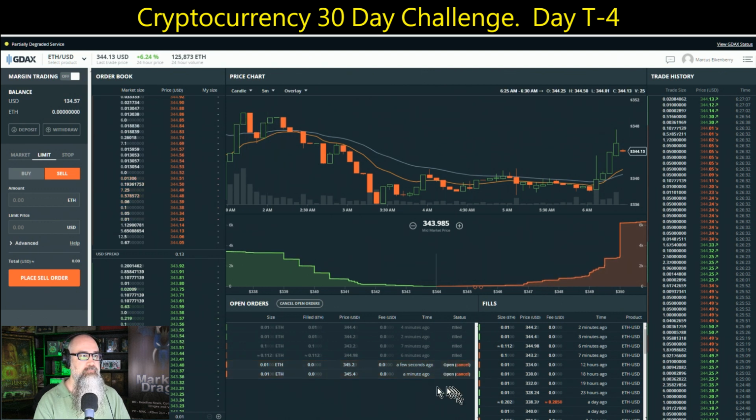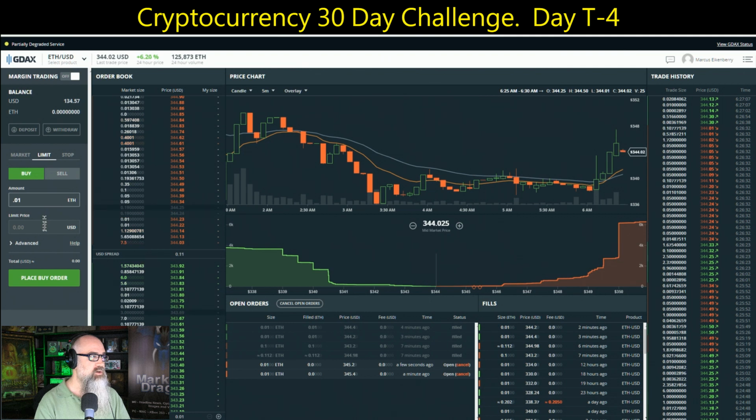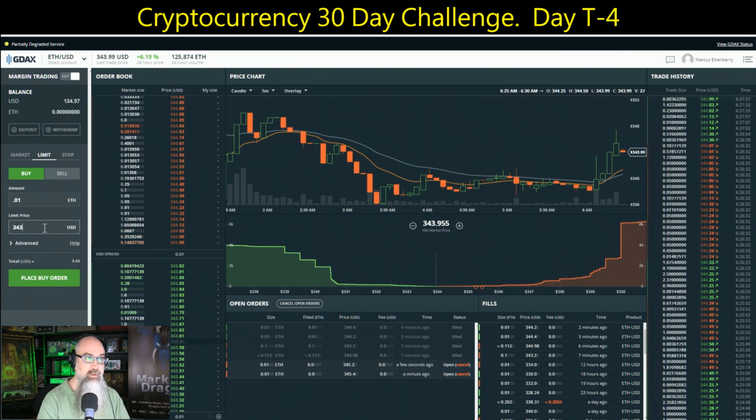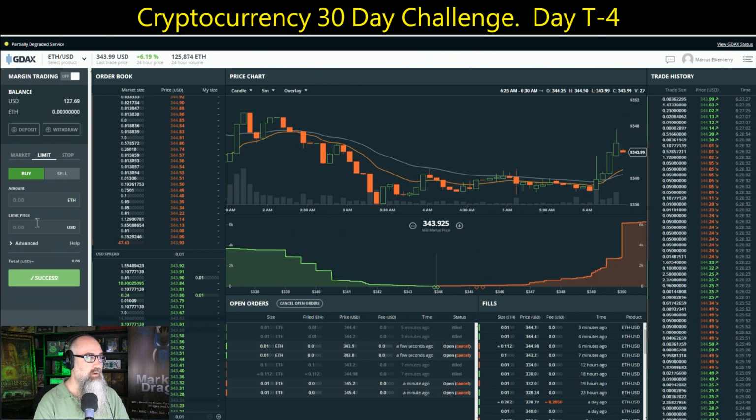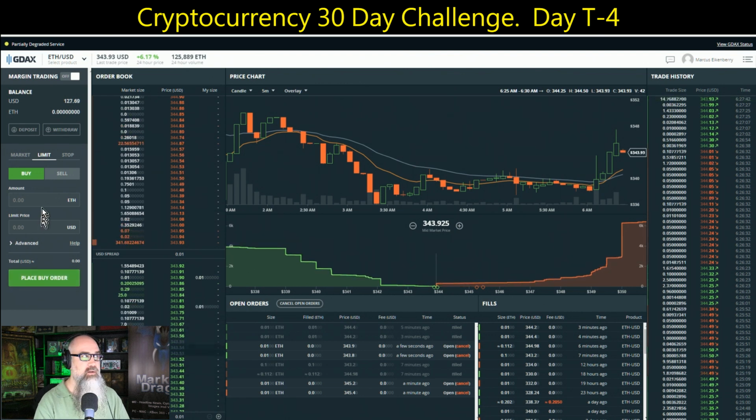And I want to basically make a bunch of buy orders here. Okay, 0.01, and we're going to go 343.9. So that's where it's about at. Okay, and then I'm going to go 0.01, and I'm going to go 343.8. And you can put the spread on these further if you want and do higher dollar amounts. It just depends on how much you want to put out on each one.